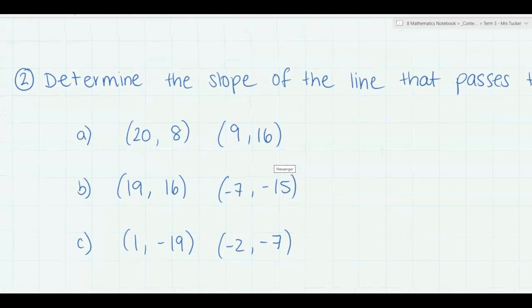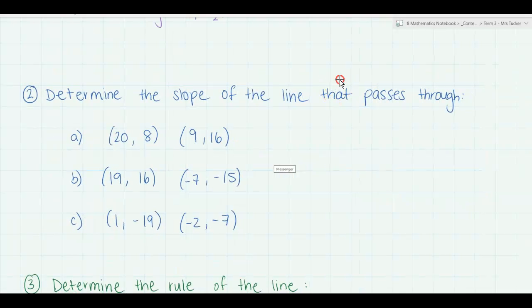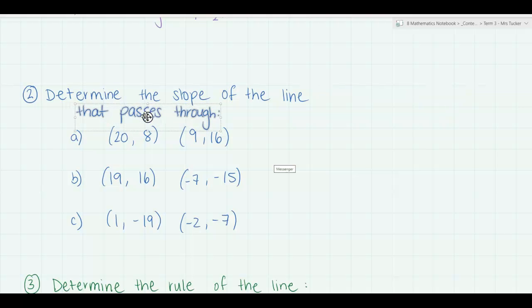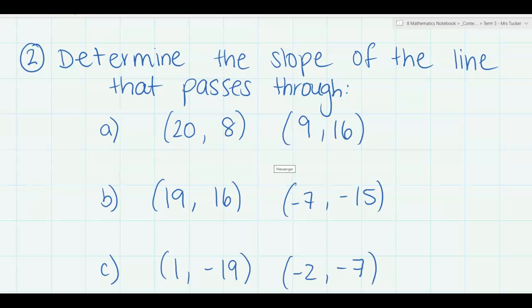Determine the slope. What's the word slope mean? Gradient. Okay. Alright, let's go. Determine the line that passes through those 2 points.